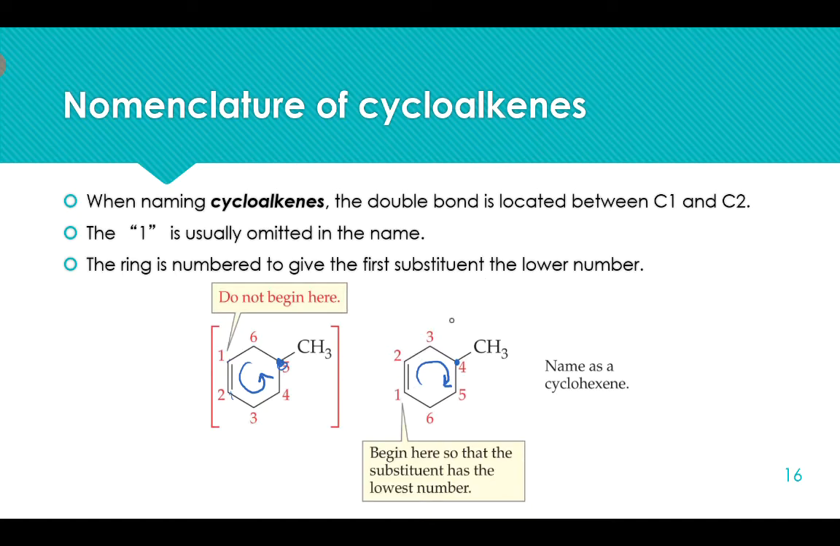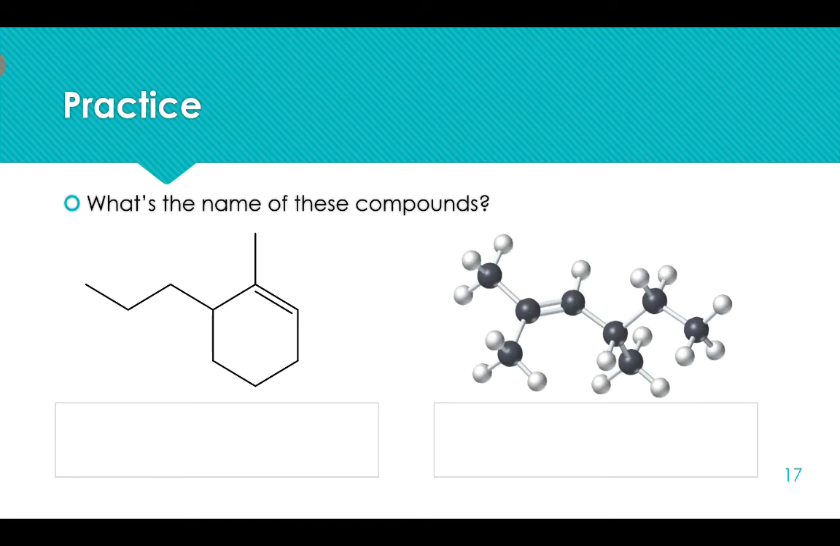And so this molecule would be named 4-methylcyclohexene. Now let's practice naming these compounds. Go ahead and pause the video and try to work out the numbering and stuff for these molecules. Unpause the video when you're ready to check your work.